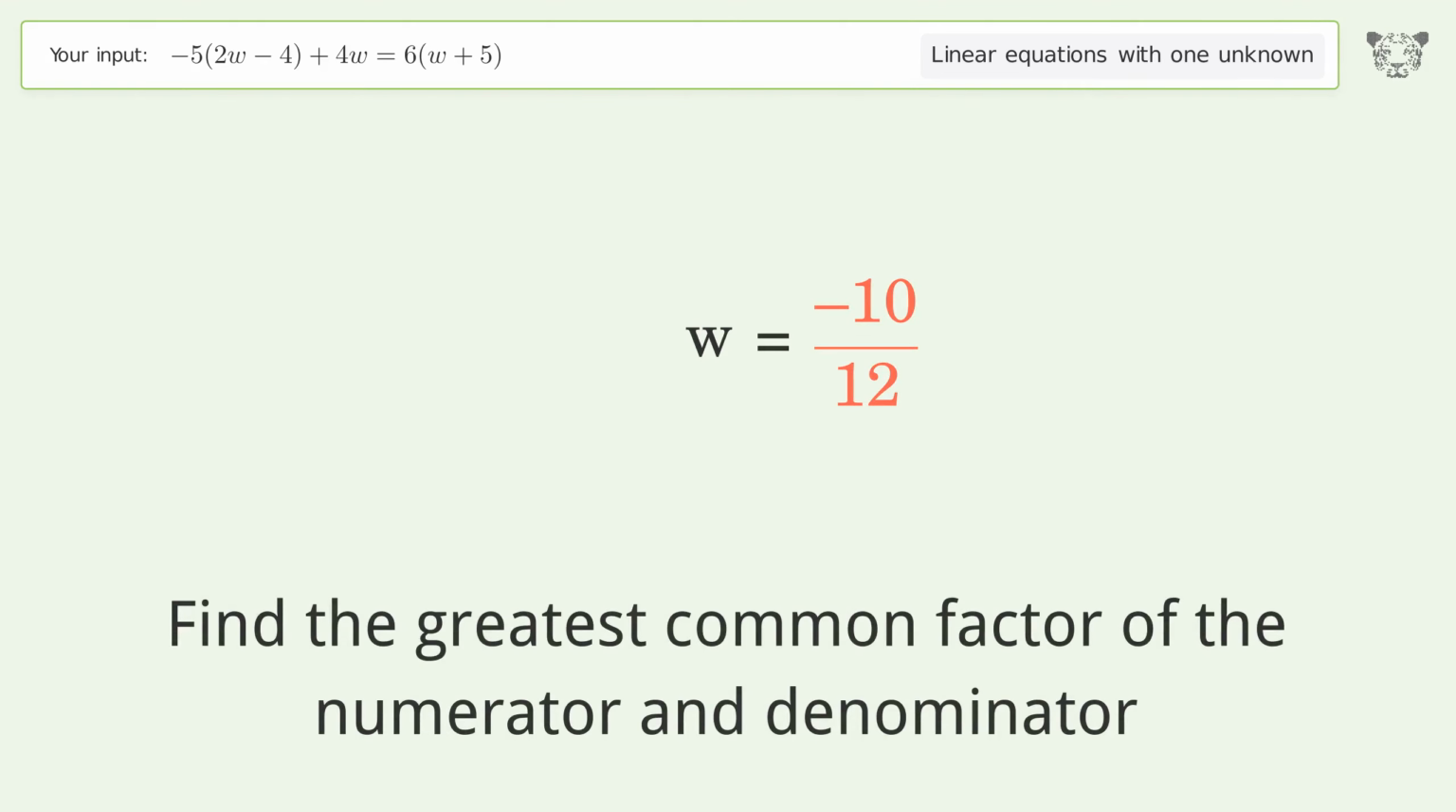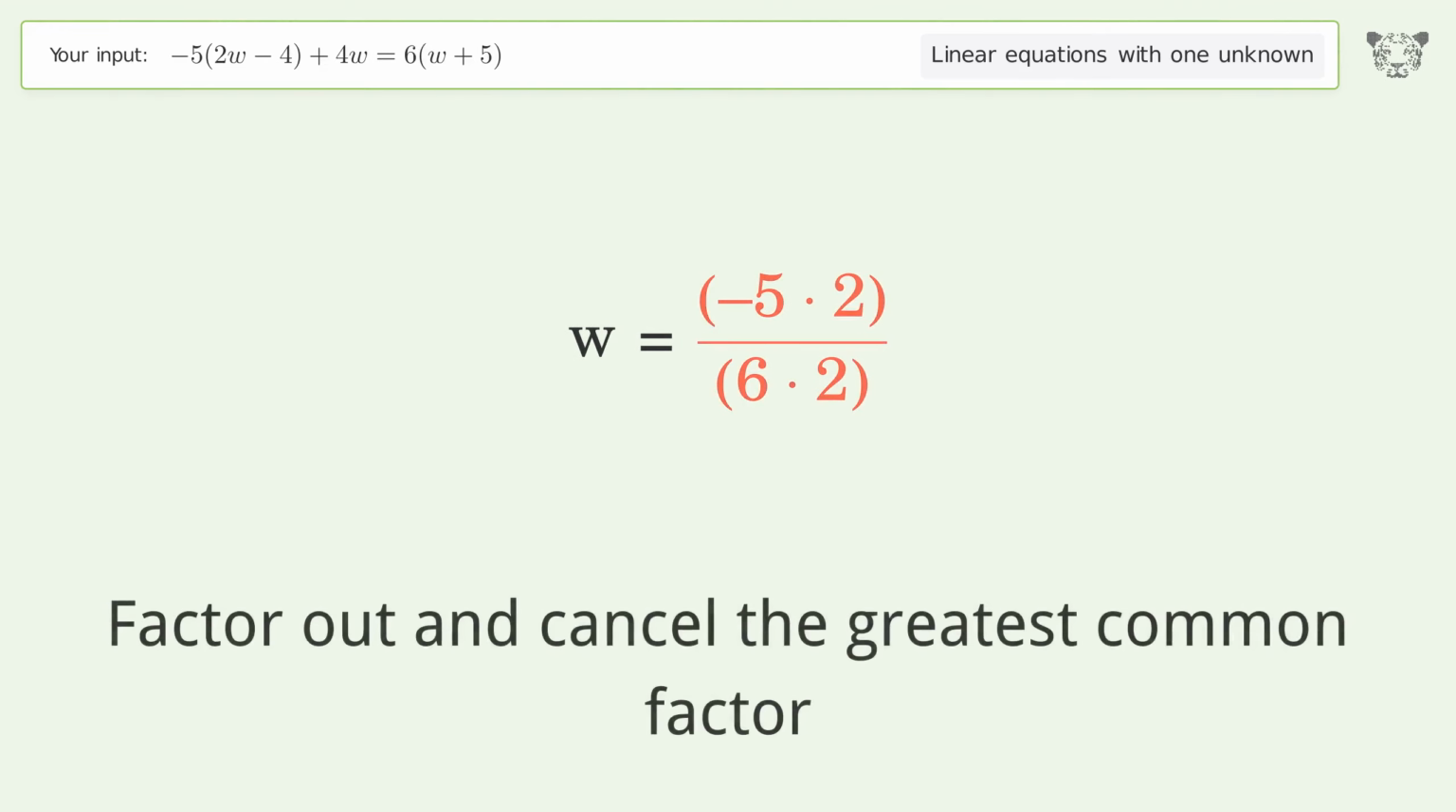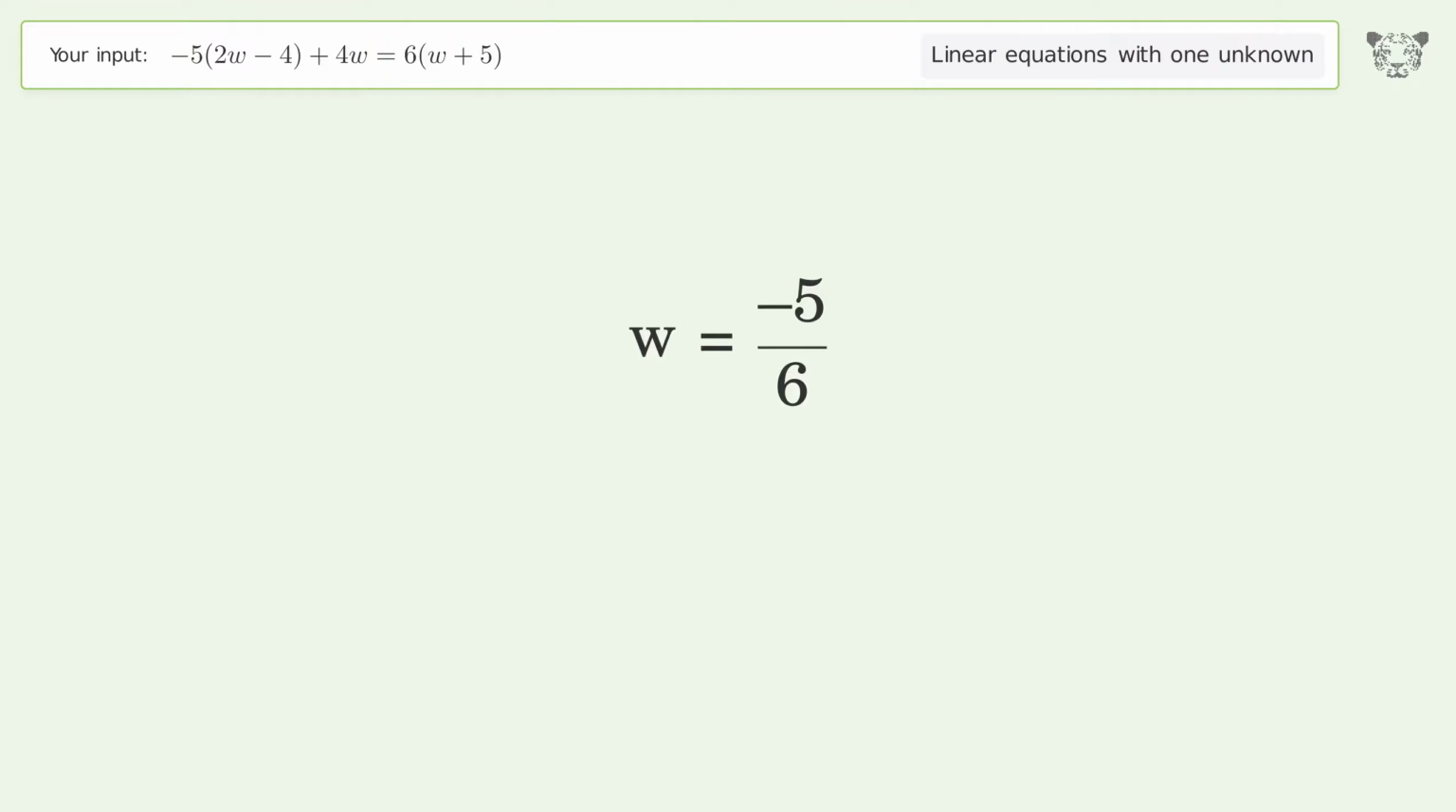Find the greatest common factor of the numerator and denominator. Factor out and cancel the greatest common factor. And so the final result is w equals -5/6.